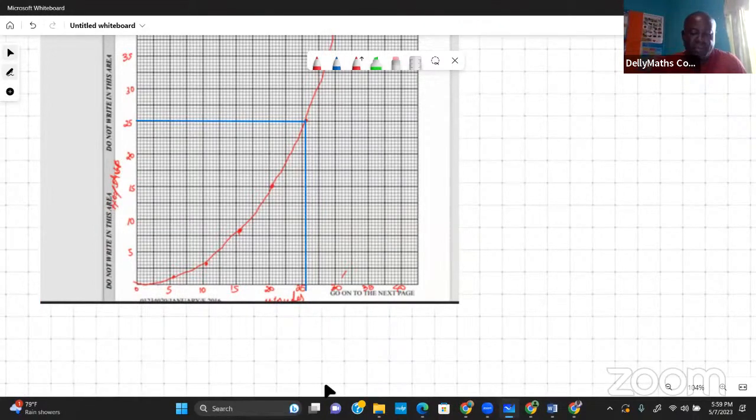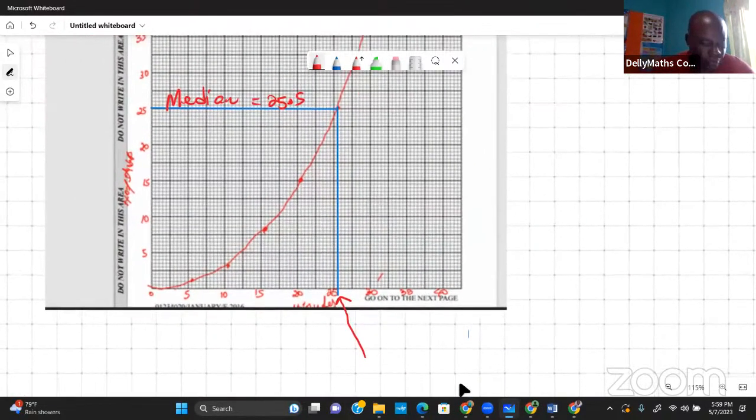So I'm getting about 25.5. When you come down, I'm coming down at 25.5. So my median is 25.5, which is right there. Came down on one line in front of 25. All right, so that's my median, 25.5.